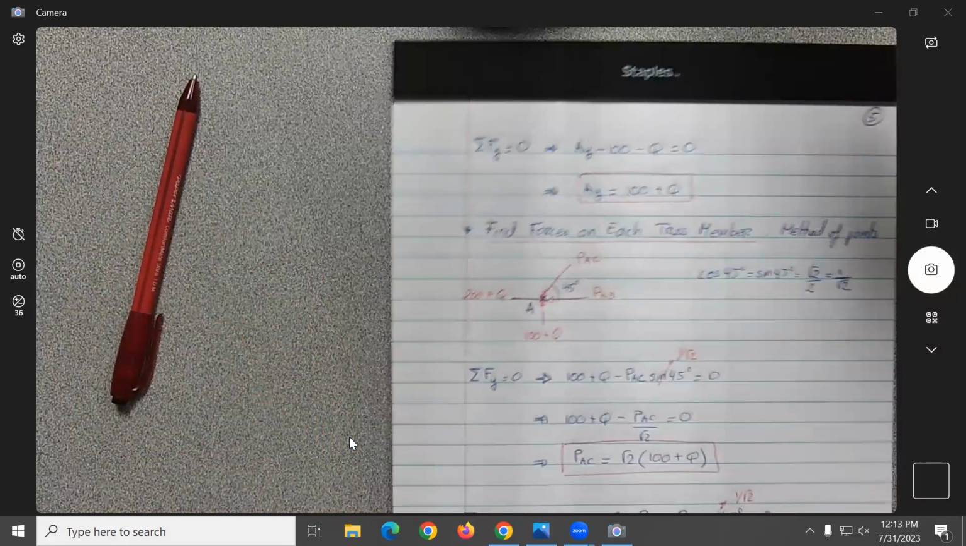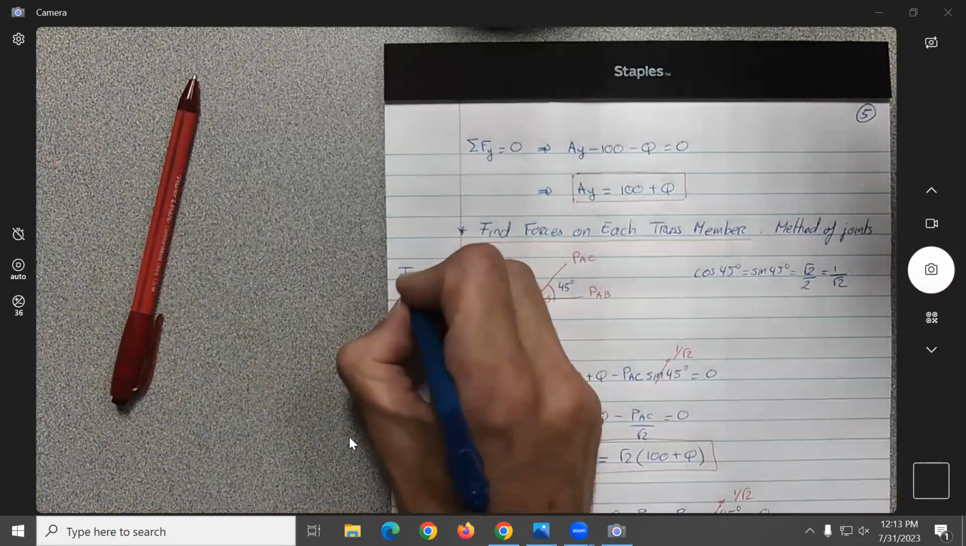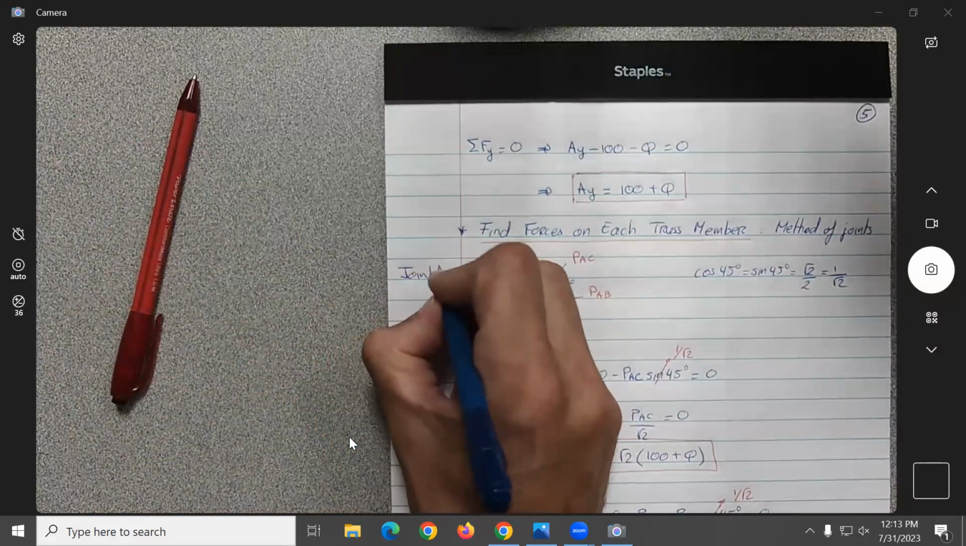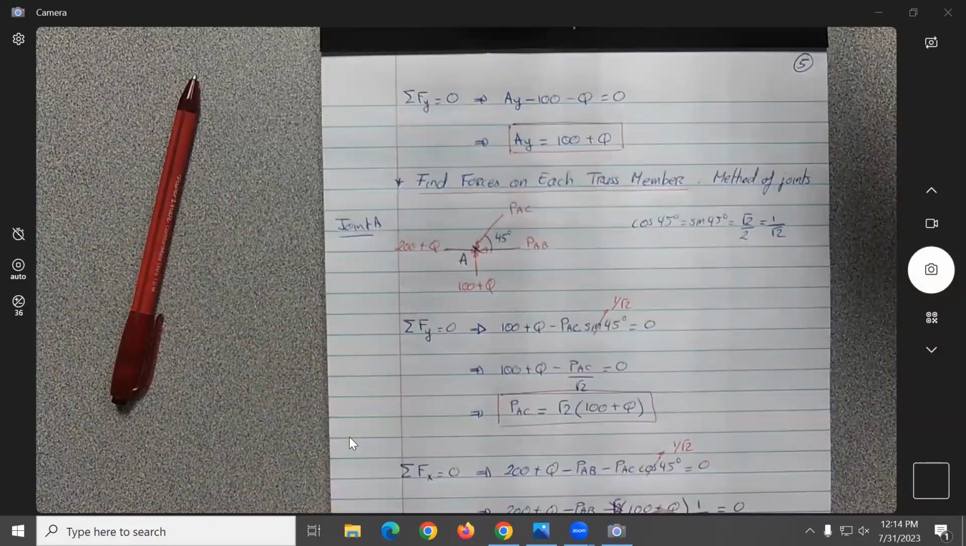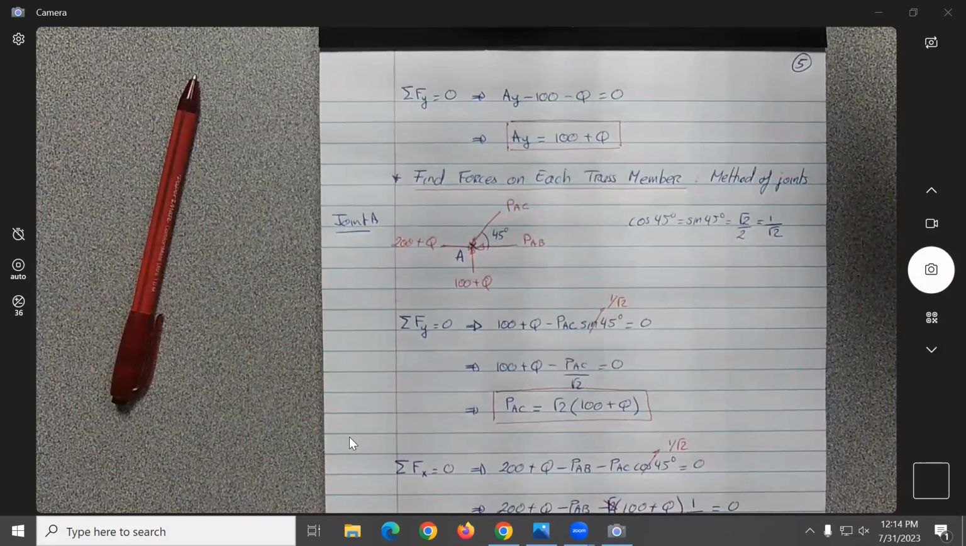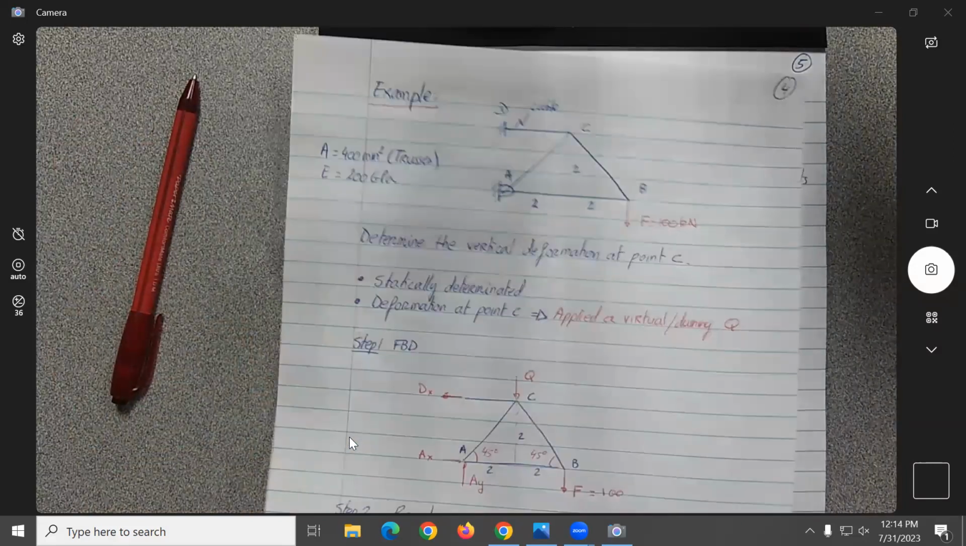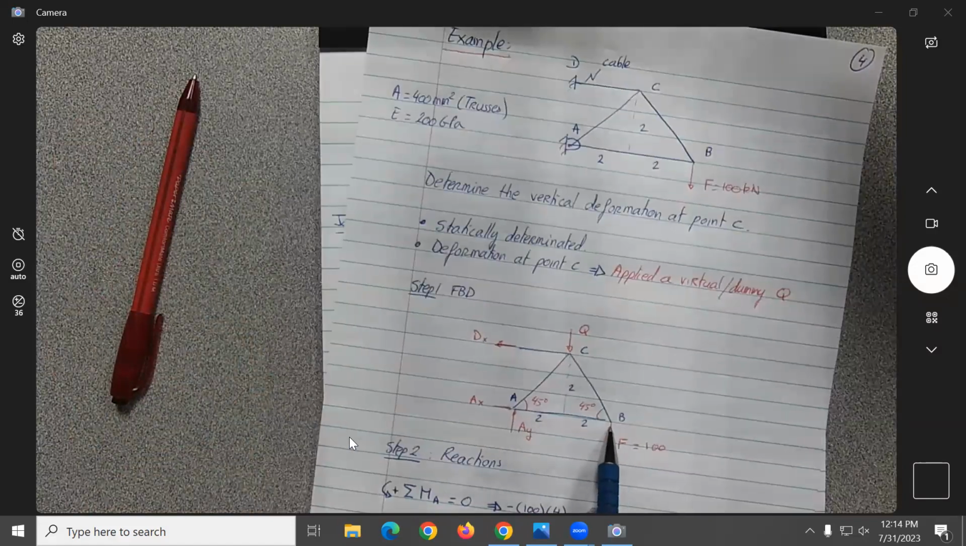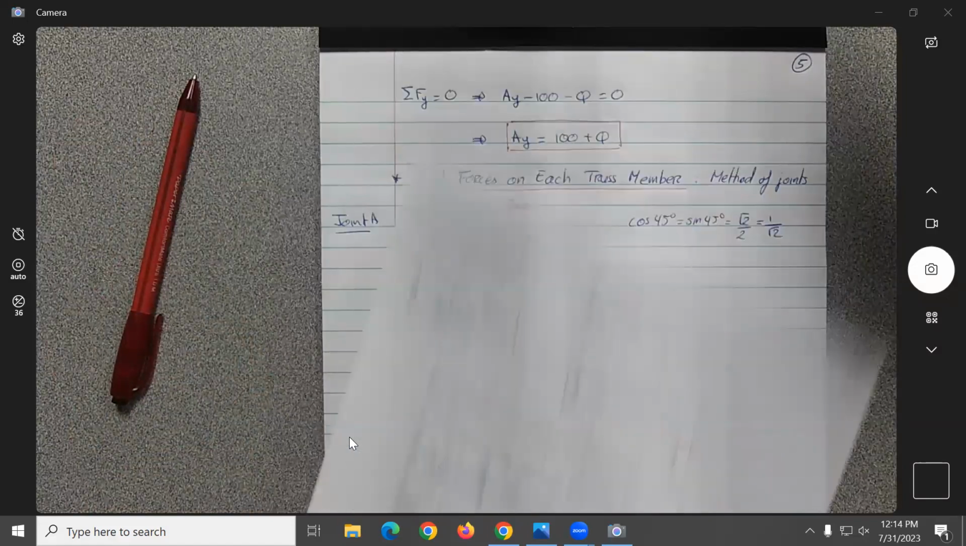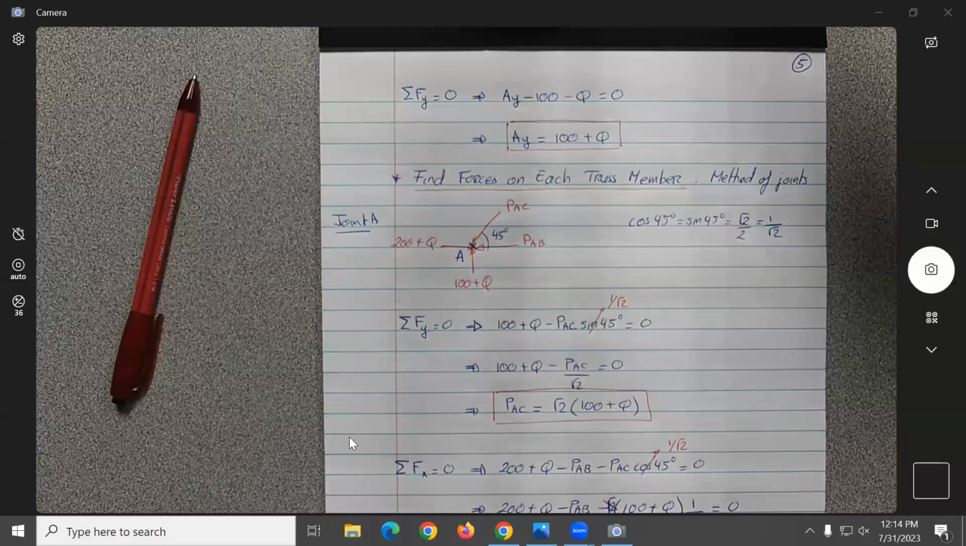Okay, so let's say this was for joint A. Now, what we're going to do, we're going to do the same thing. We're going to move to joint B, no? Okay, let's go to joint B.